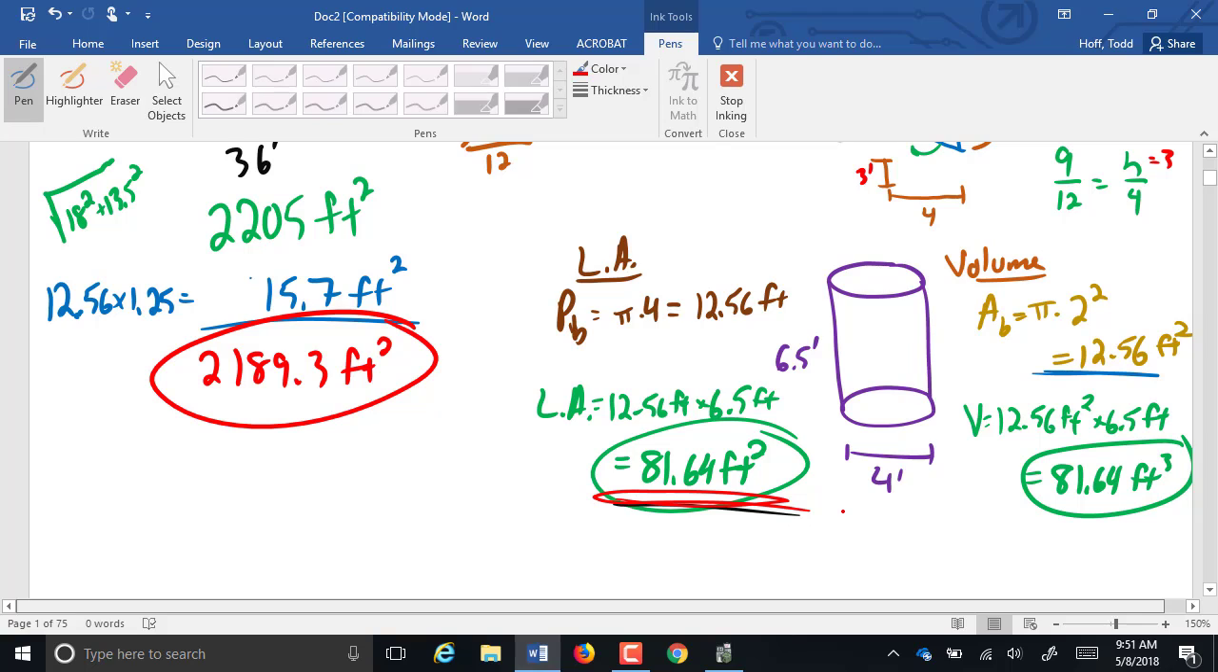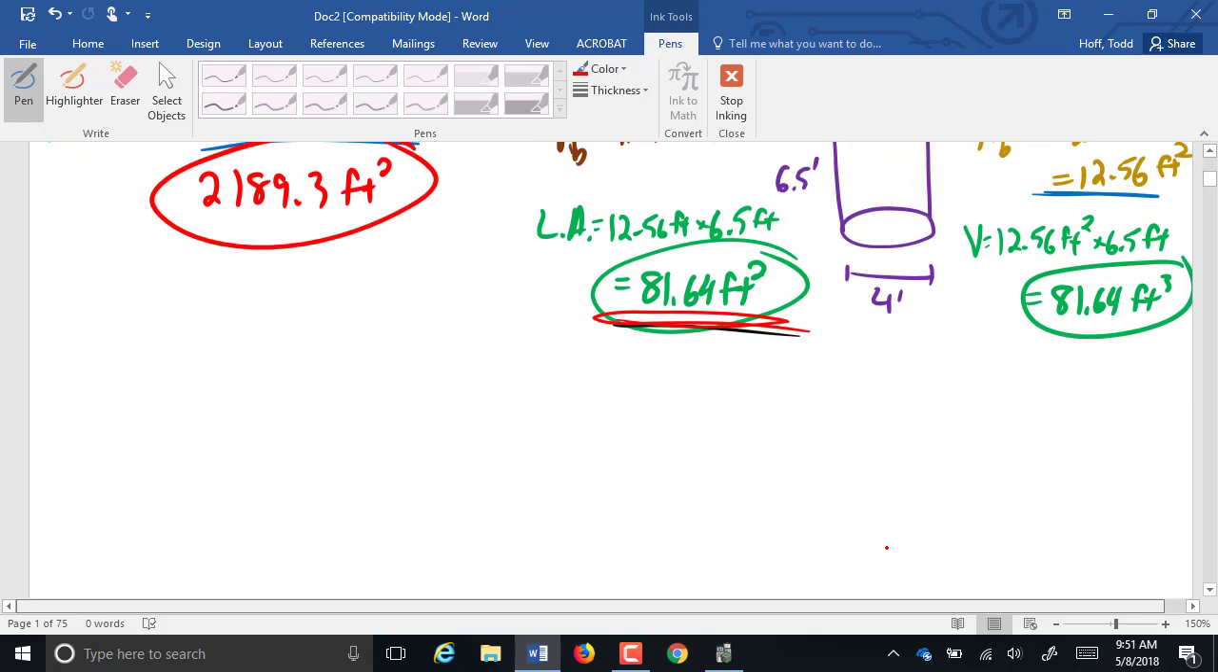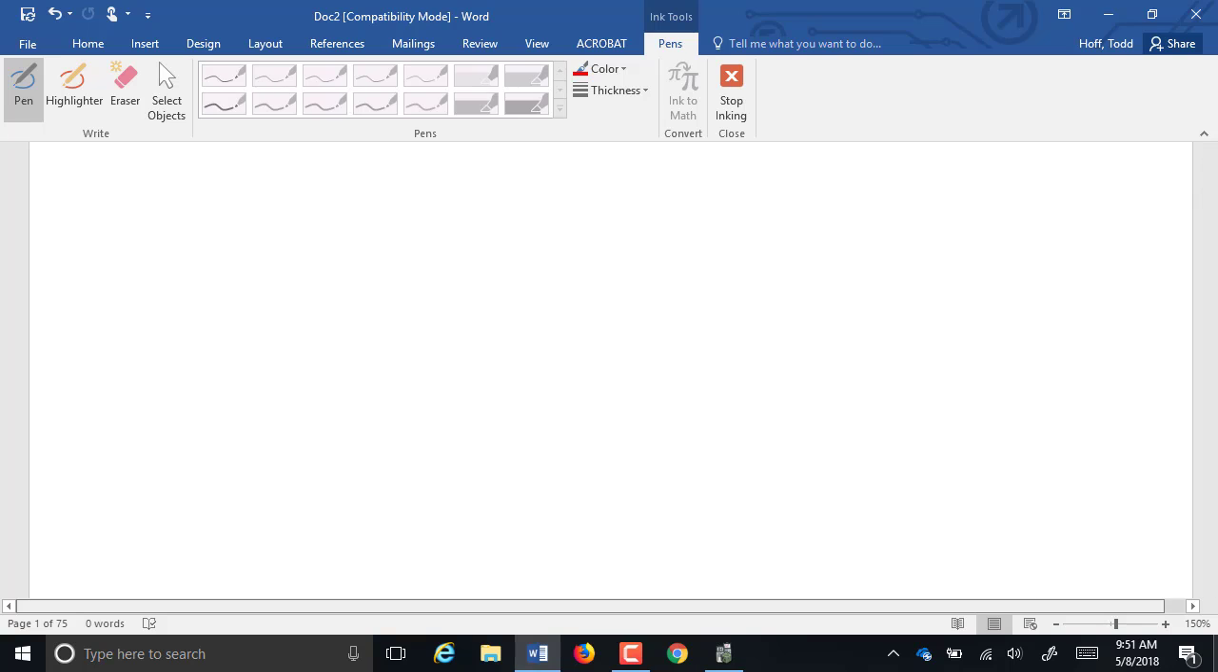No, the lateral area is just the sides. Lateral surface area is just the sides. The top and bottom would be included, yes. Because the numbers were the same.